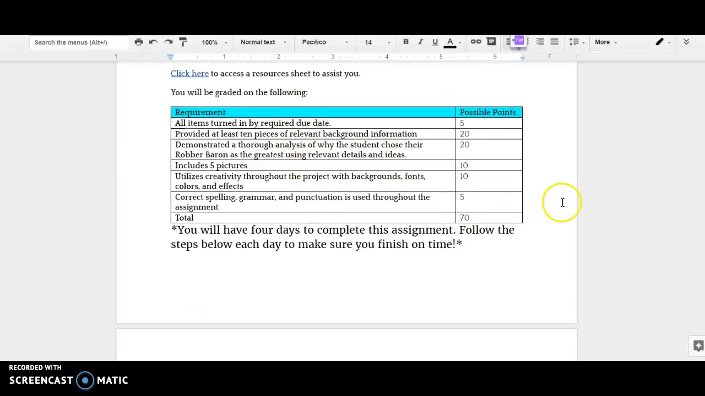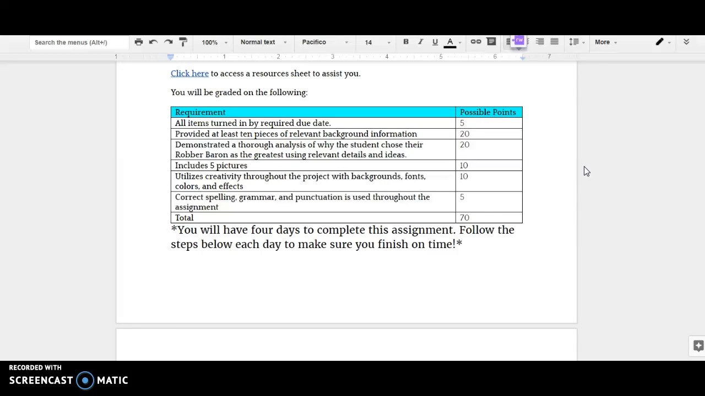This here is the rubric. So right up front you know exactly what you need to do to get 100% or to get the grade that you would like to get. Go through the requirements here. Easy 5 points. All items are turned in by the due dates. Provide at least 10 pieces of relevant background information.